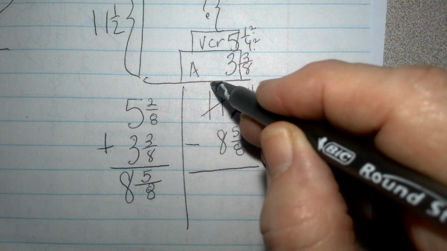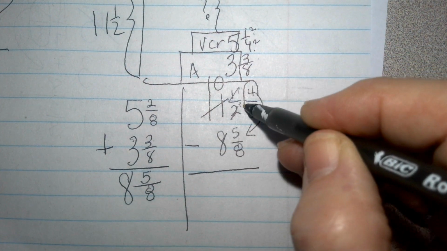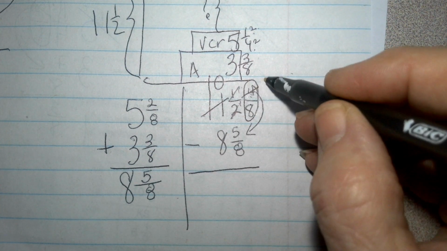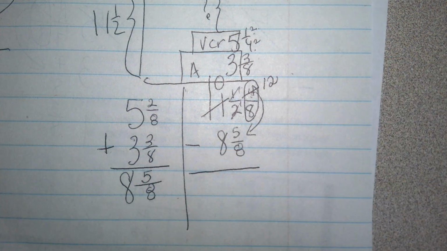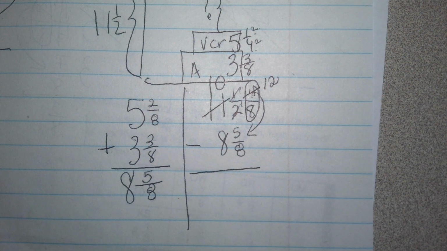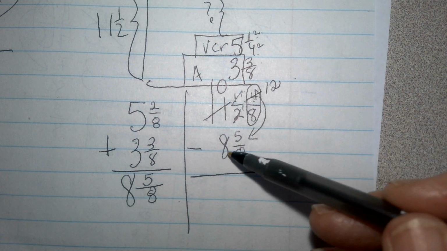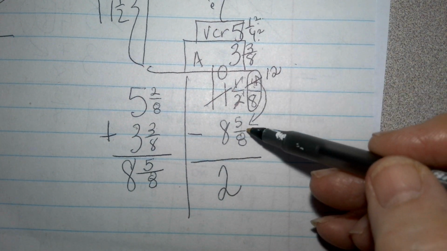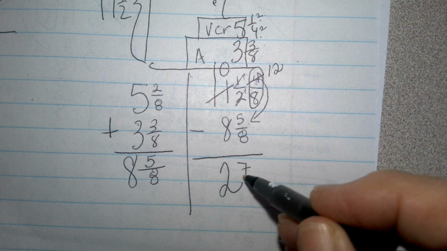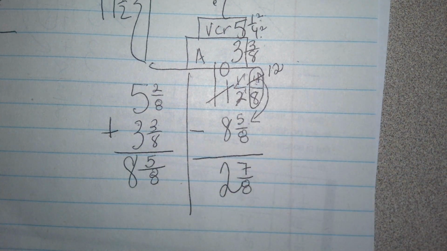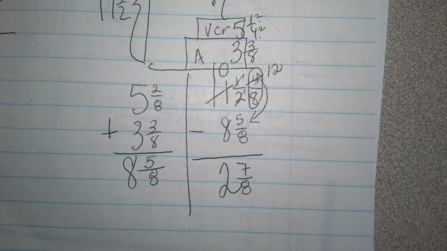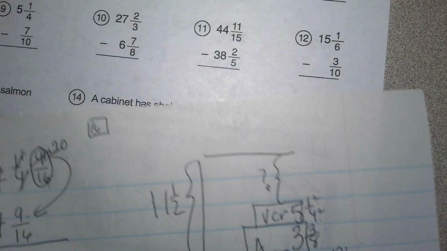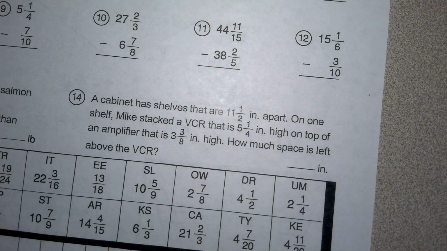Open and add. Open, that becomes a 10, and add these 2. Because 8 pieces are coming over, and I had 4. 8 plus 4 is 12. And then we're ready to go. So 10 minus 8 is 2. 12 minus 5 is 7, I think. And I think that's it. So 2 7/8, make sure you find your answer.